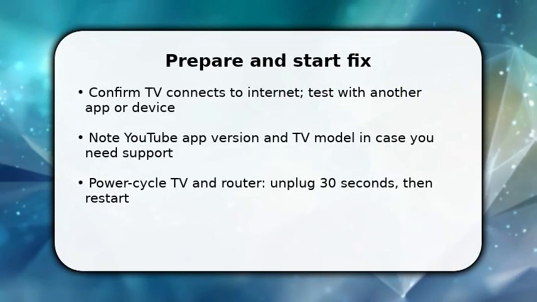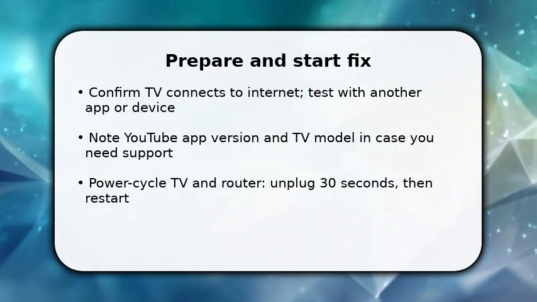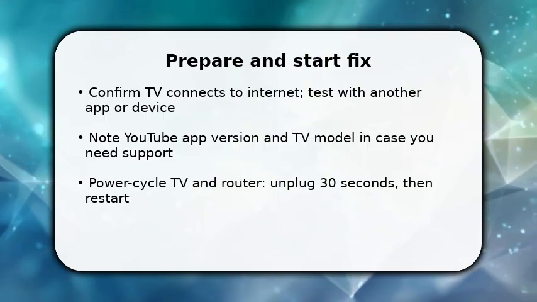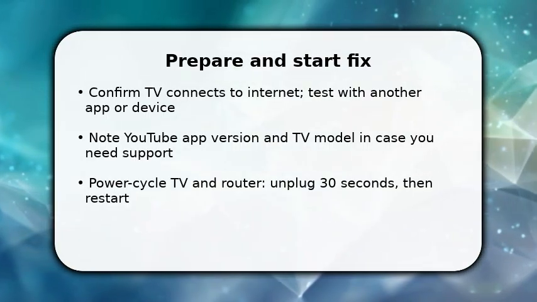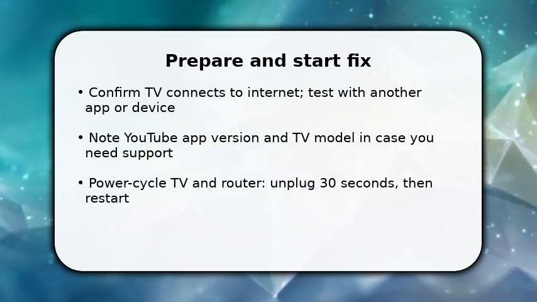You begin by confirming the essentials. Make sure the TV is online and another streaming app plays to rule out network issues. Once done, check the YouTube app version and jot down your TV model. You may need these later.